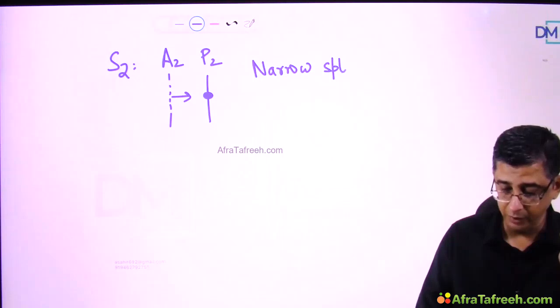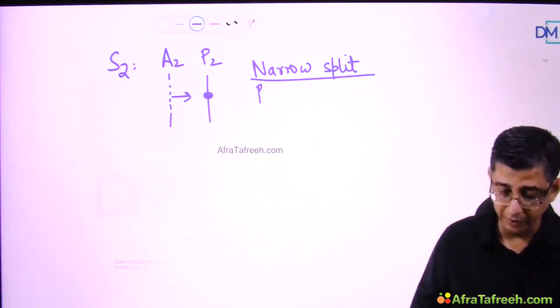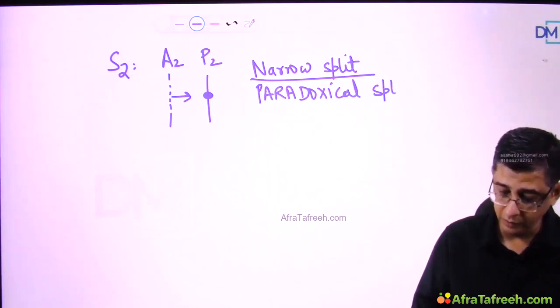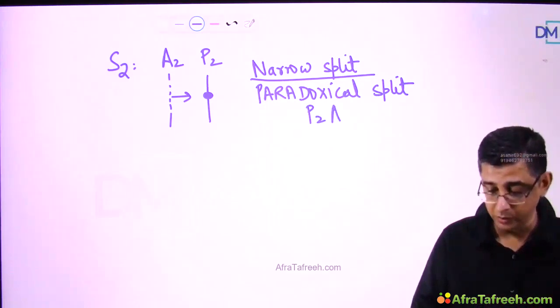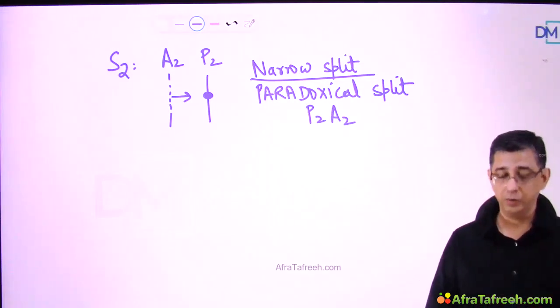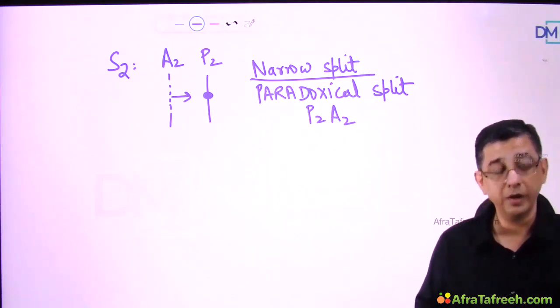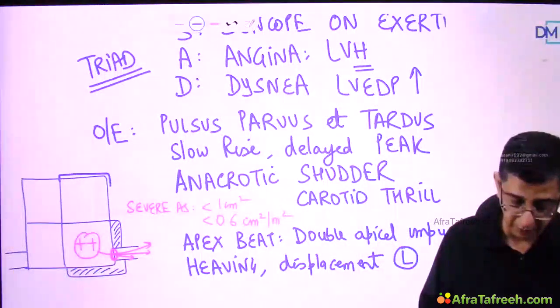Then the gap will become even lesser, so it might even become single. And in a lot of MCQs, he might write the word paradoxical split. Paradoxical split would imply that the pulmonic valve has closed on time, but the aortic valve will close after it. Normally, aortic closes before pulmonic valve. Here, the pulmonic will close on time and the aortic will close after it. So, paradoxical split. Then these patients will also be having a compensatory left atrial hypertrophy.